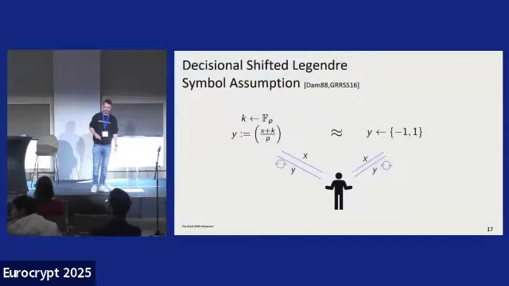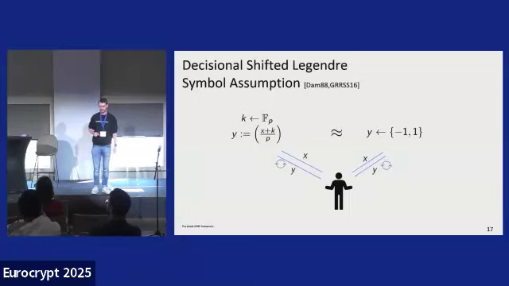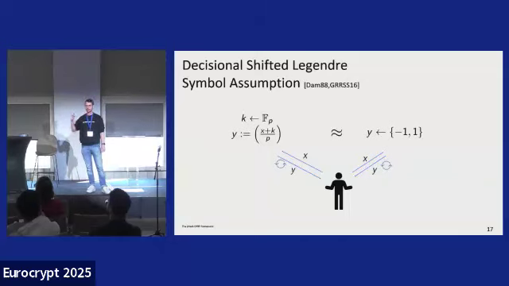So I already mentioned the Legendre symbol assumption twice, so here you have it. The first to conjecture that Legendre symbols are pseudo-random was Ivan Damgard already in the 80s. And what we use in our work is a formulation of this problem called the decisional shifted Legendre symbol assumption, which was proposed by Grassi et al. in 2016. And it says that if you take an input x and you shift it by some random offset k, that would be the key, basically, what you get is a bit that you cannot distinguish from a truly random bit.